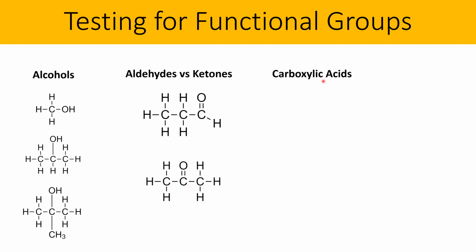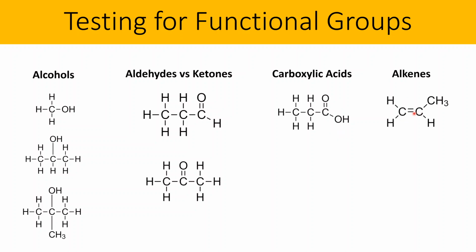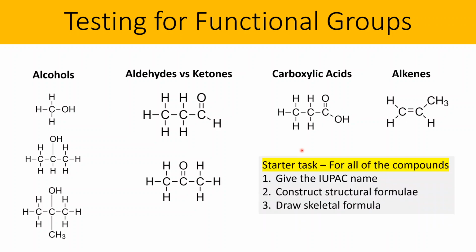Finally, we could be testing for a carboxylic acid. So you can see you've got C double bond O, OH group here, or we could be testing for alkenes, the C=C double bond there. So your first task, I want you to pause this video, and on your worksheet you should find a table with all of these compounds in.